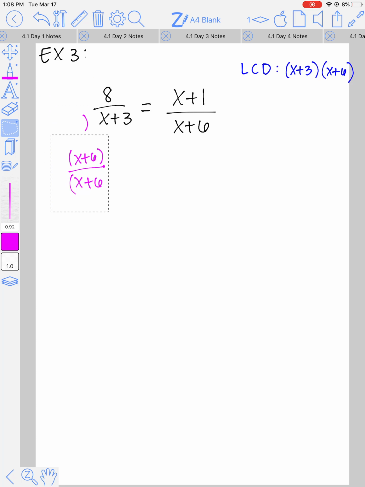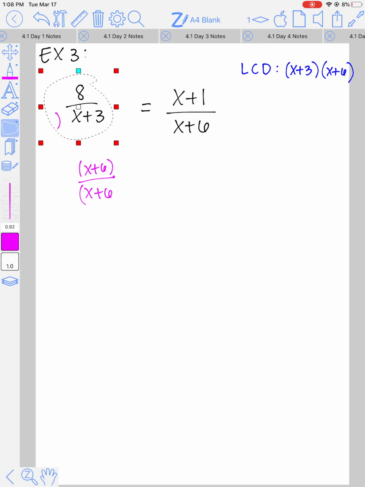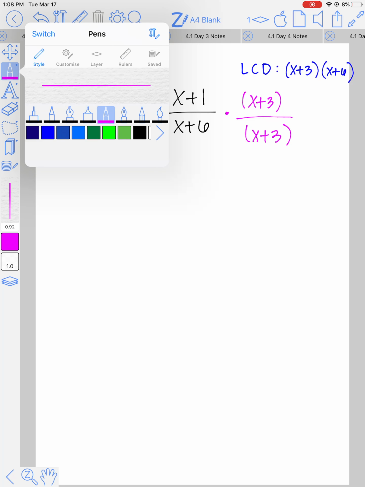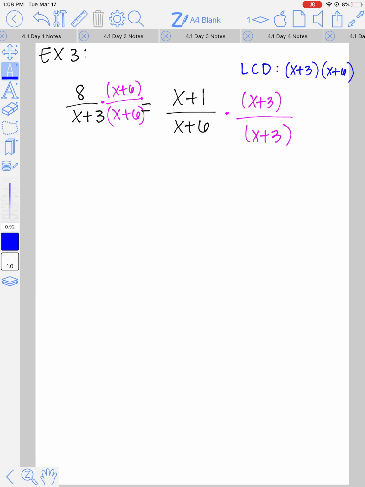And I'm actually going to switch these around. I'm going to move this over a little bit, just so we can see the distribution a little bit nicer. And on this right side of the equal sign, we're going to multiply everything by x plus 3 over x plus 3. So we can get our least common denominator over there as well. Okay, so I'm going to simplify everything.